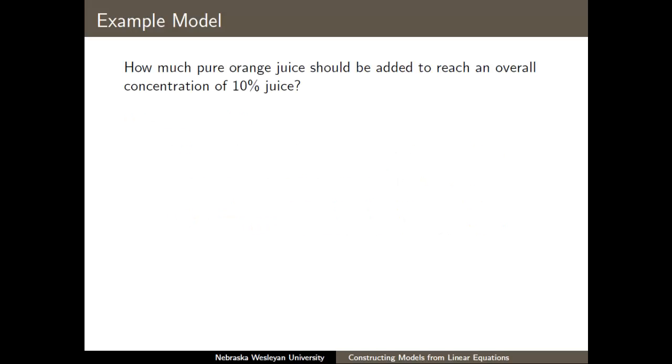So how can we make use of this model? Suppose that we wanted to reach an overall concentration of 10% juice. Then how much should we add? Here's our model, that the resulting concentration after adding x gallons of pure orange juice is equal to (45 plus x) over (900 plus x). And what I know is that the concentration is supposed to be 10%. So that's the left-hand side of this equation. 10% or 0.1 should be equal to (45 plus x) over (900 plus x).